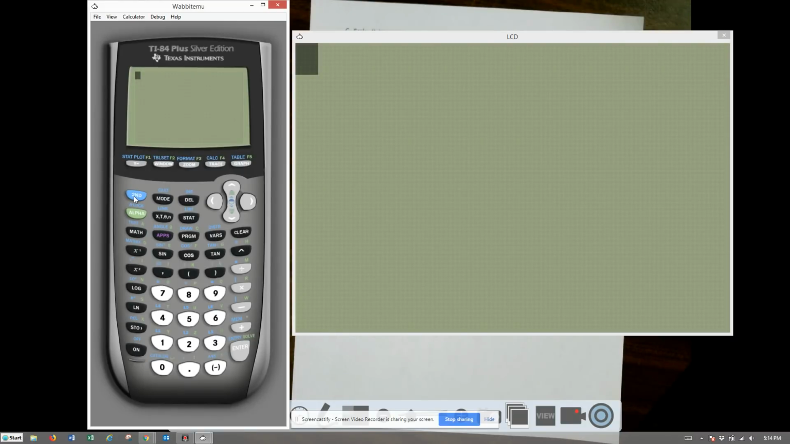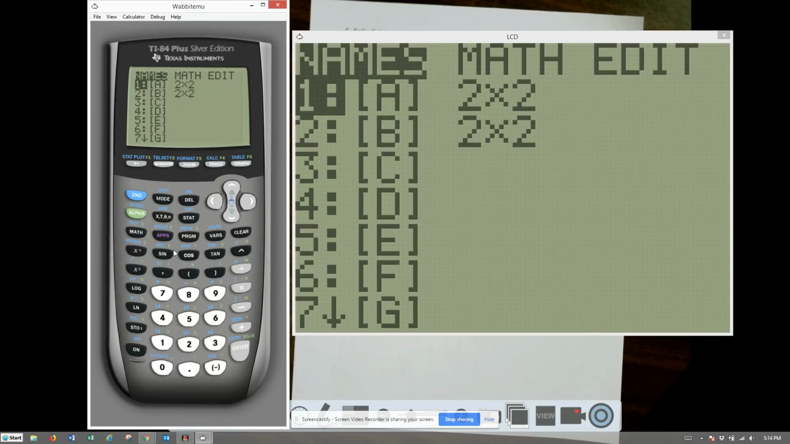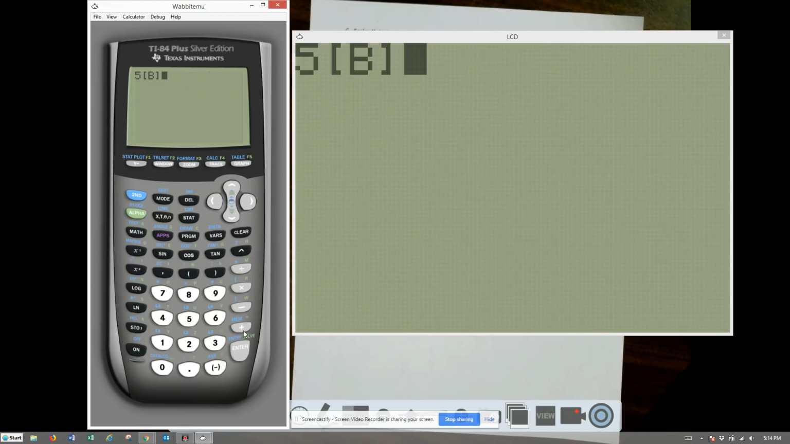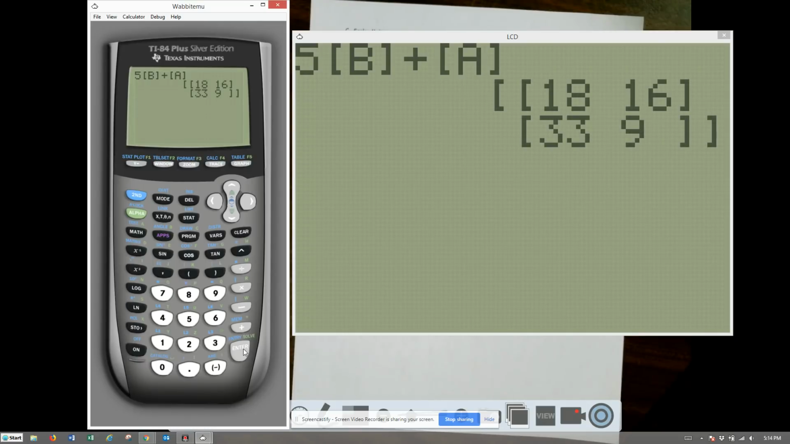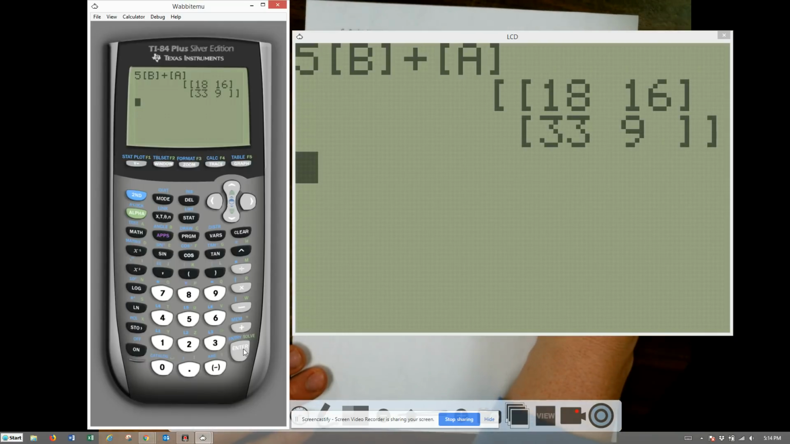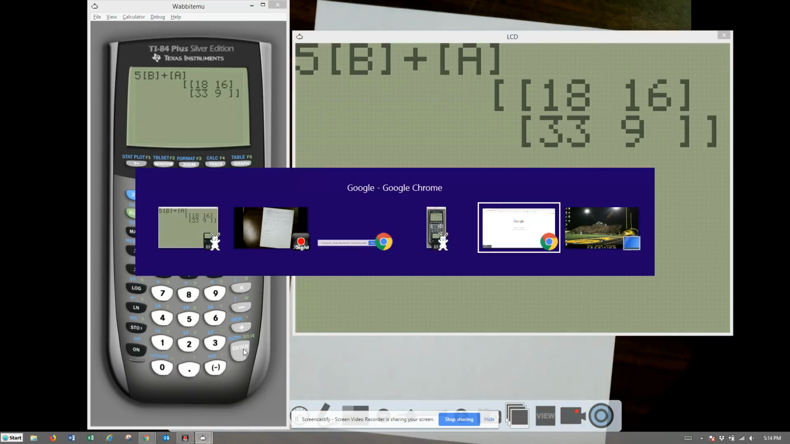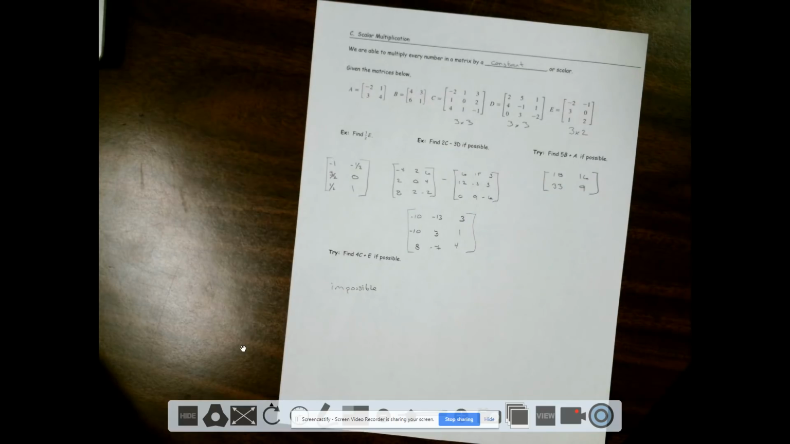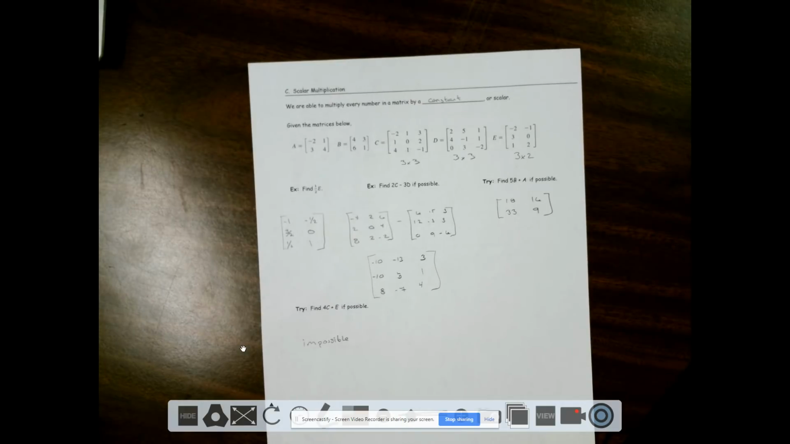So first, let's press 5. Second matrix, we want to select matrix B. So let's select matrix B, plus, it's back in our matrix menu, matrix A. And if we hit enter, notice it will give us 18, 16, 33, 9. You can get your calculator to do a lot of the work for you. It's really handy dandy.